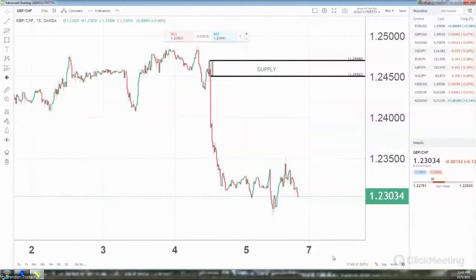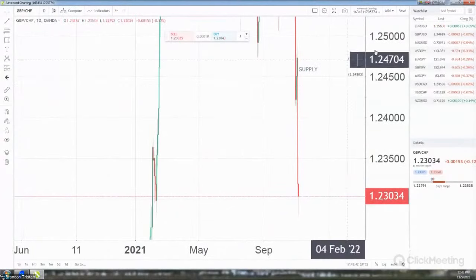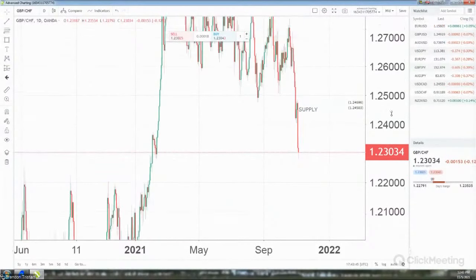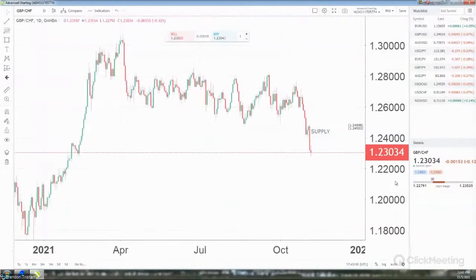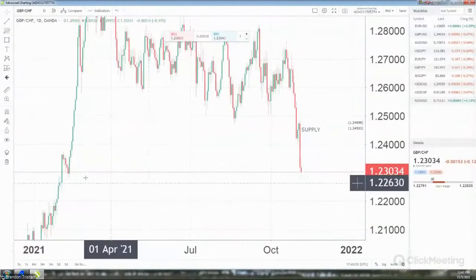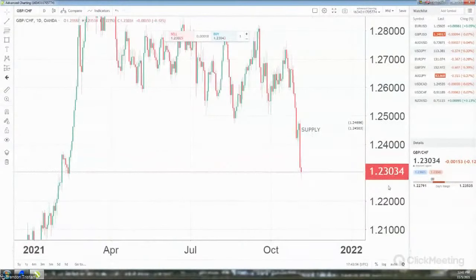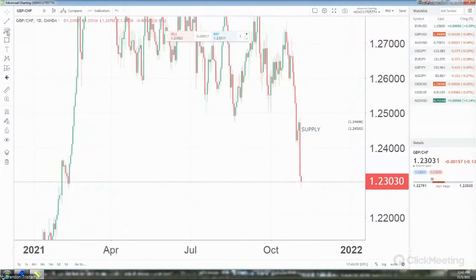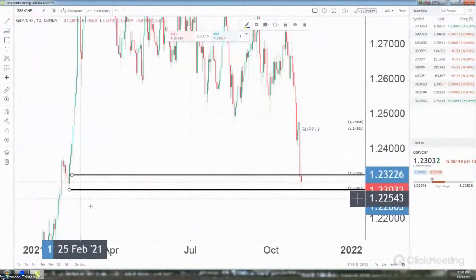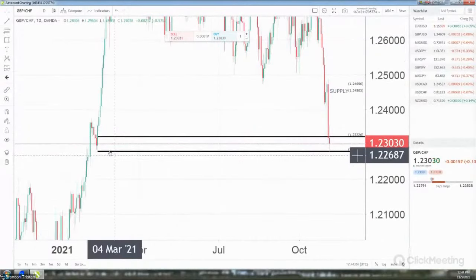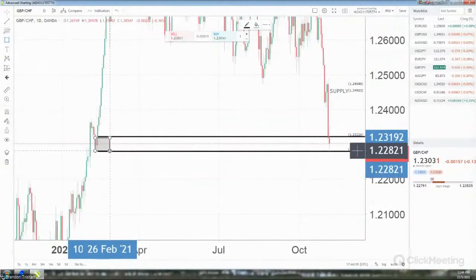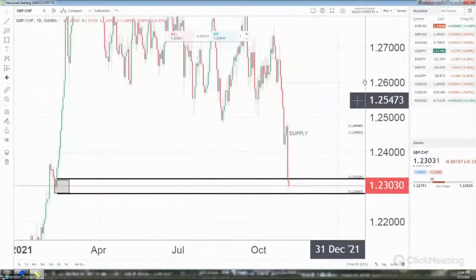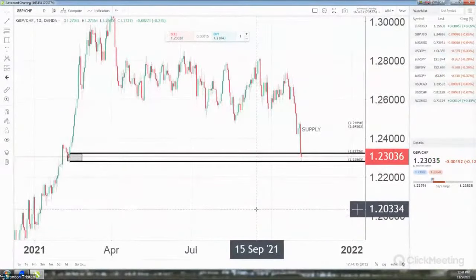Okay. Let's see. So we go on the daily. Now we could see where demand is, right? And look, we didn't need any indicators or anything right here. Actually, yeah, right this area. No indicators at all.